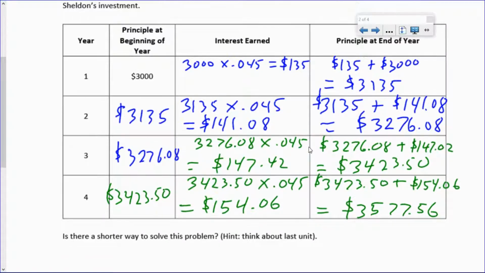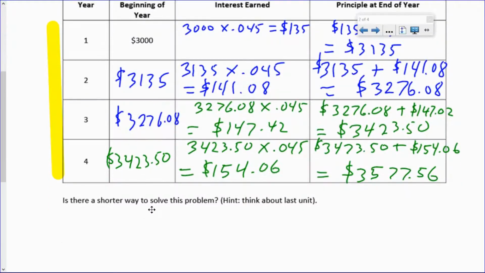There actually is. And if you think about our last unit, we talked about exponential growth. This is an example of exponential growth. Sheldon has $3,000, and every year it's growing by 4.5% per year. It's actually the exact same as thinking about, say, a population of a town being 3,000 people, and the town's population growing by 4.5% per year.